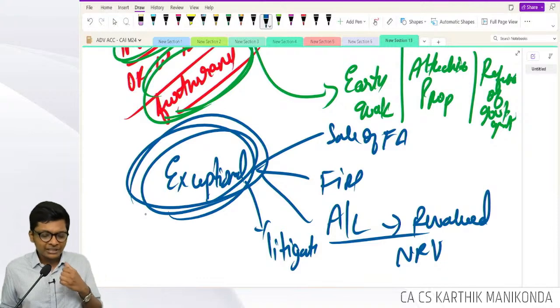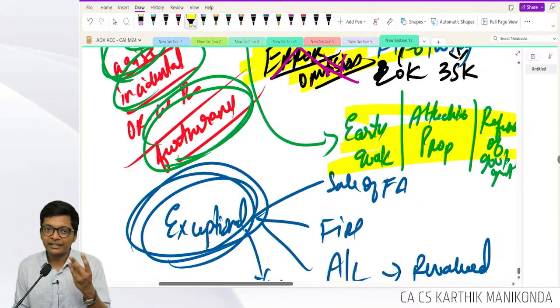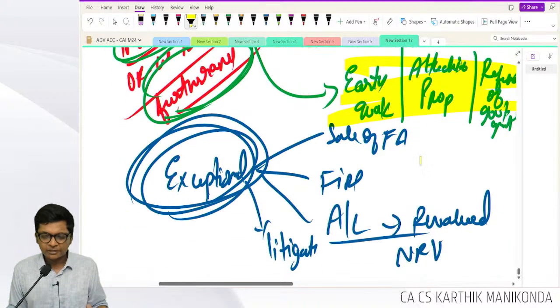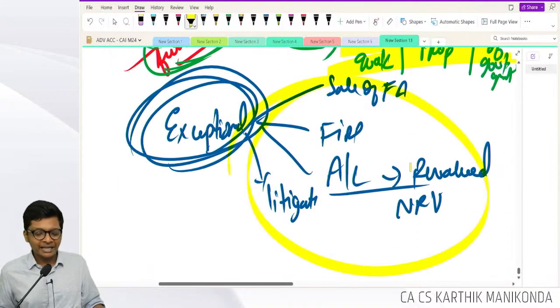So in the exam, I'll ask you to classify as ordinary, exceptional, or extraordinary. Extraordinary, predominantly it will be only these three: earthquake, attachment of property and refund of government grant. Exceptional, there's a small list. These are exceptional activities, and everything else will be ordinary activities.